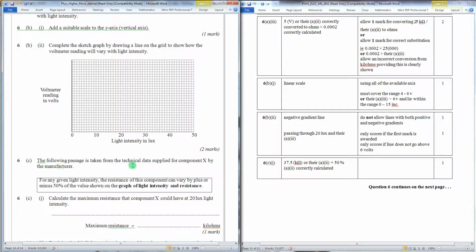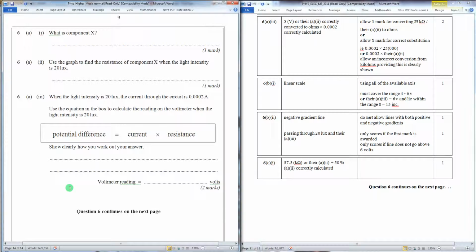6c, the following passage is taken from the technical data supplied for component X by the manufacturer. For any given light intensity, the resistance of this component can vary by plus or minus 50% of the value shown on the graph of light intensity. Calculate the maximum resistance the component X could have at 20 lux. Well, again, you just need to take your value that you've read off the graph here for the resistance at 20 lux and add 50%. So that's multiplying it by 1.5.